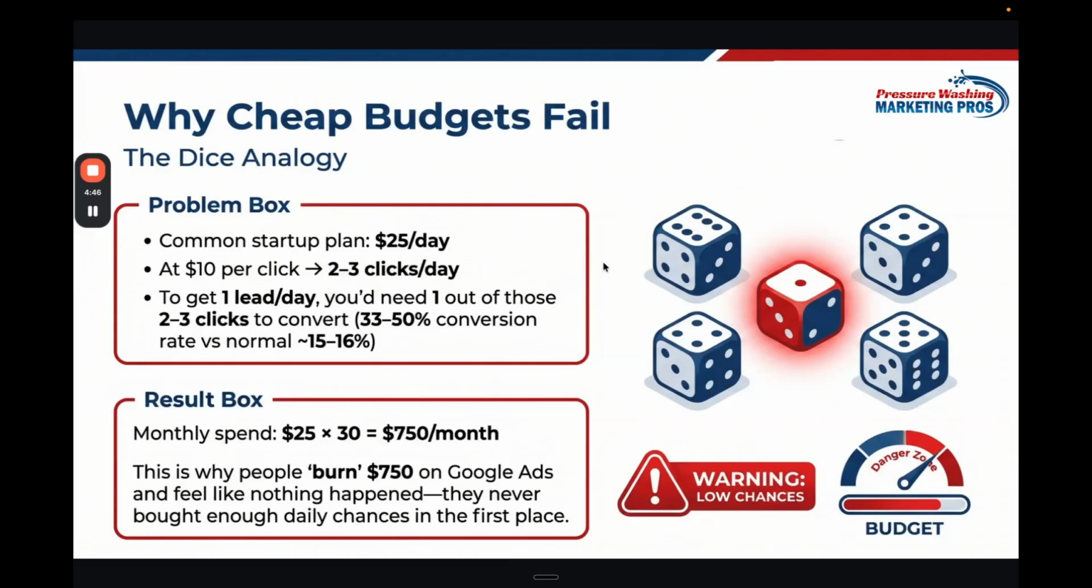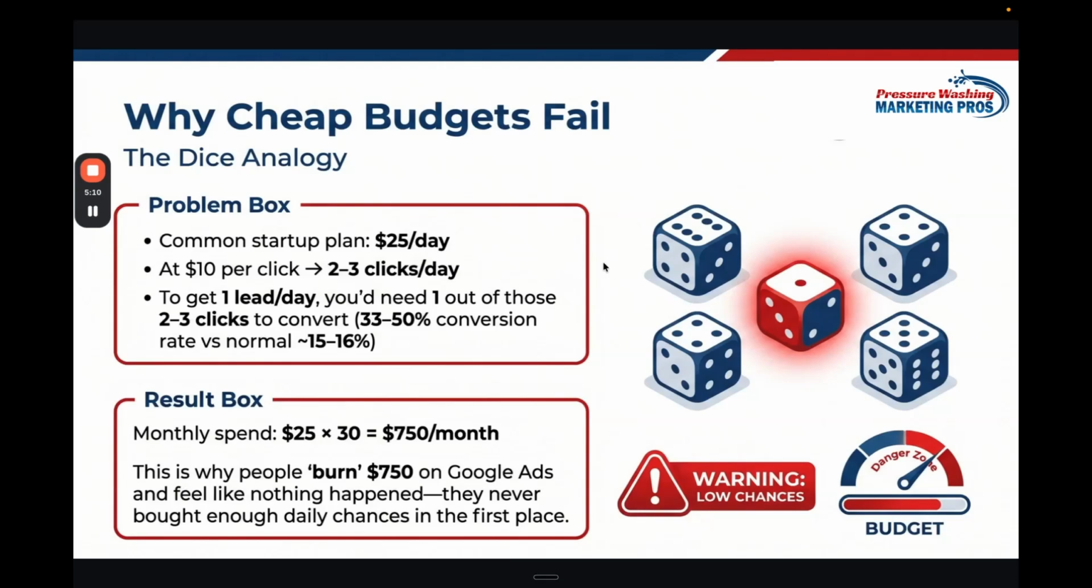But what they don't understand is that if the average click is going to range between $8 to $14, and for the sake of this example, let's say it's $10 per click, you're only allowing your ad to get 2 to 3 clicks a day. And so to get 1 lead, you need 1 out of those 2 to 3 clicks to convert.